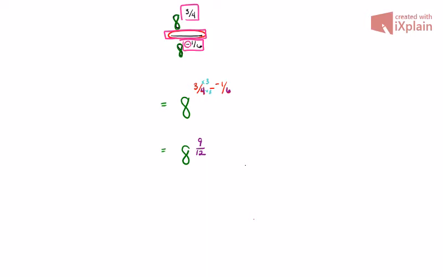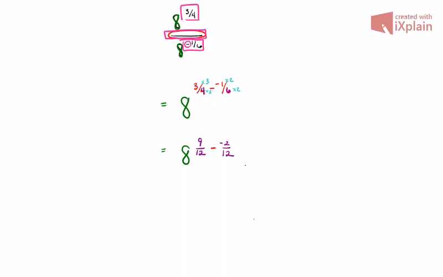Then we're going to do minus. And in order to make a 6 into a 12, I would have to multiply that by 2, which means to keep everything consistent, I have to multiply the numerator by 2. So this is going to give me a negative 2/12.